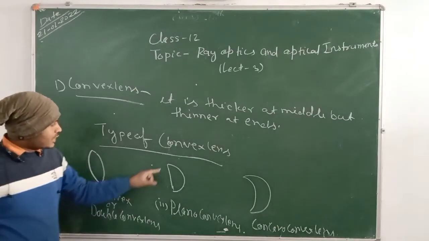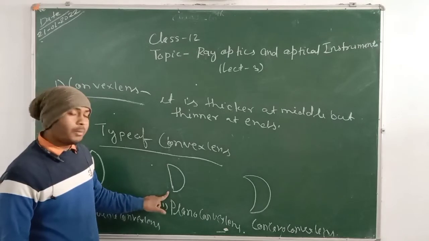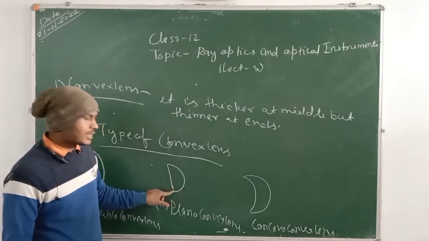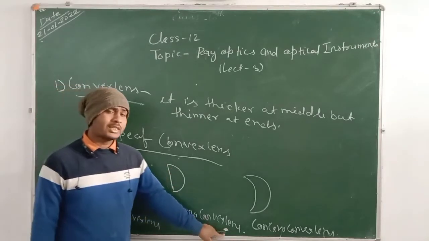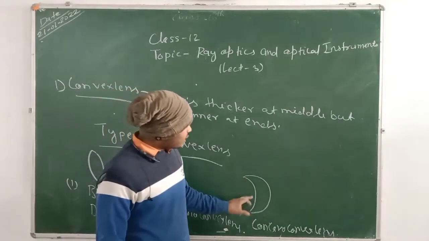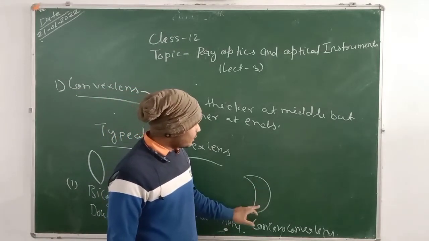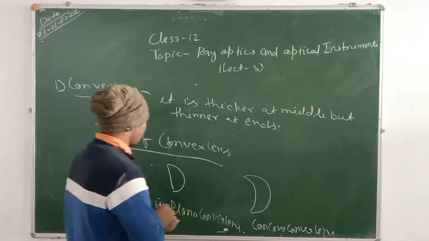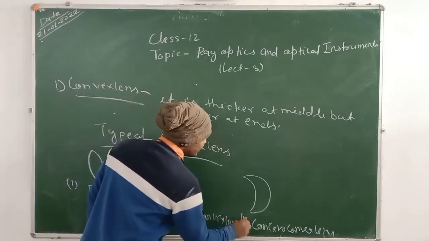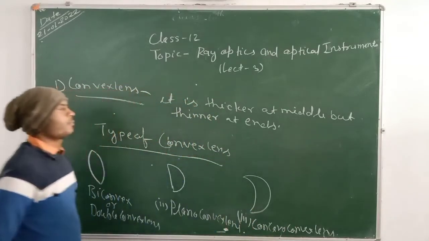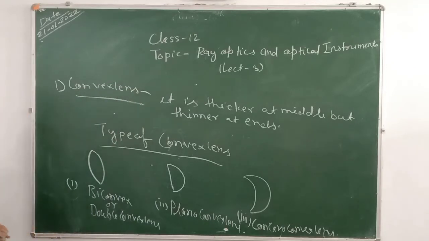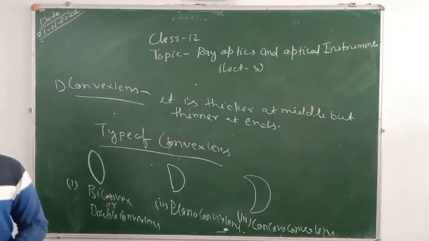In this case, one surface is plane surface, another one is the convex surface. So it is known as the plano-convex lens. And this first surface is concave and this is convex. So it is known as the concavo-convex lens. Is it clear? Now we have to see the concave lens.